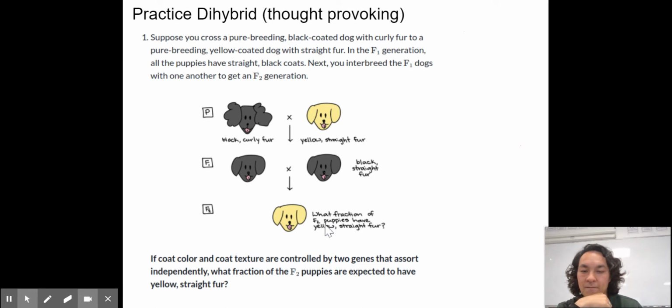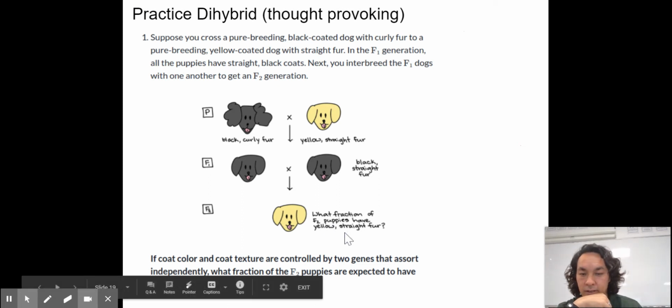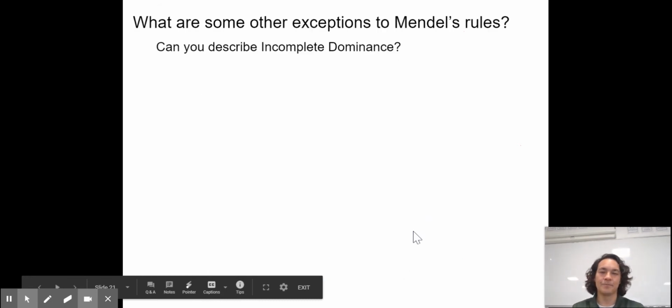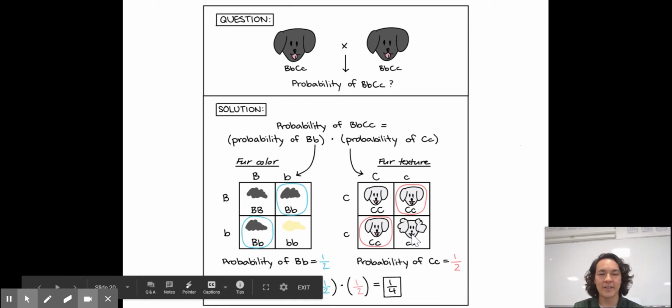This one said, what fraction of F2 puppies have yellow straight fur? So, no, that's exactly what we just did. All right, good. There we go. All right, so you can review those. You can check out the work there.